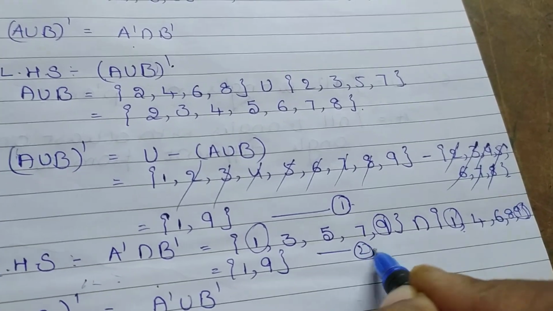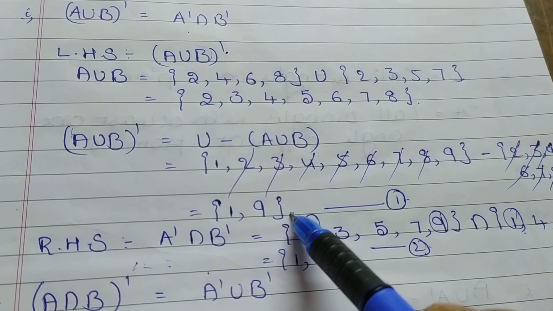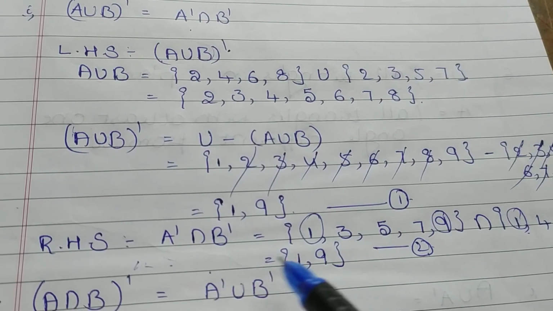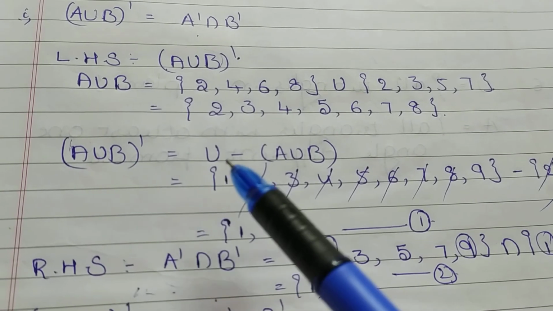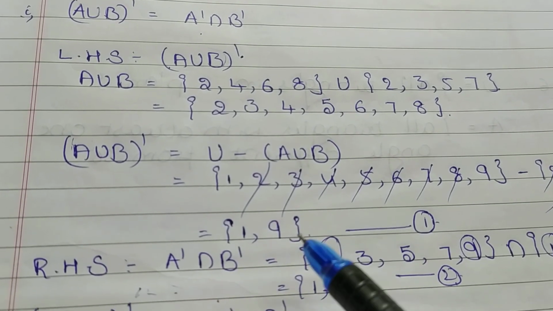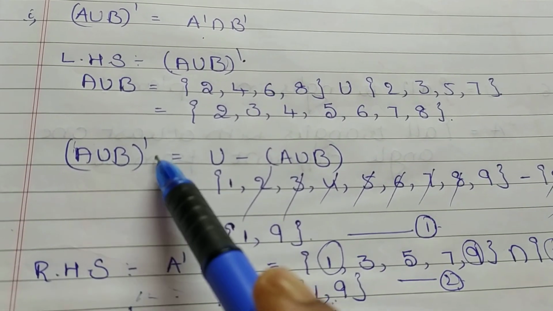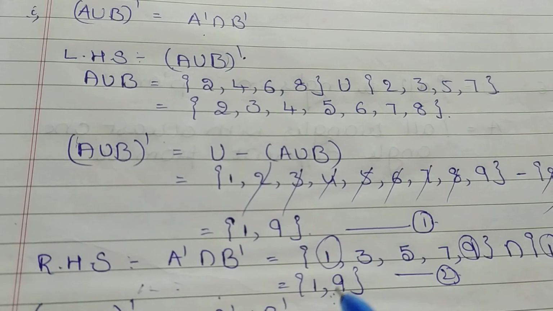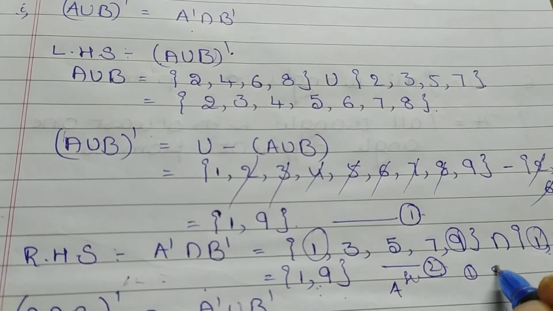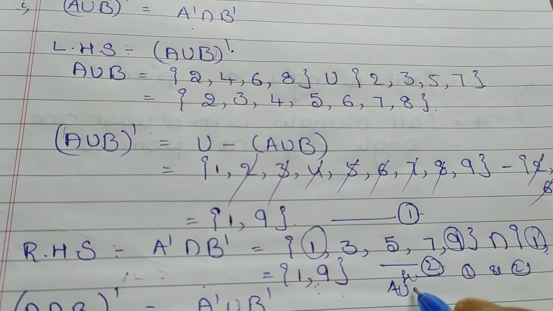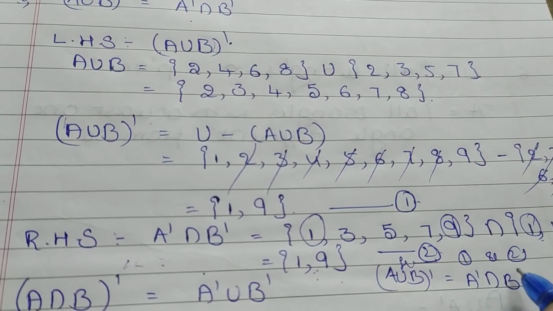Let it be 2. Now if you observe 1 and 2, the set A union B whole complement contains only 1 and 9. Same, A complement intersection B complement also contains 1, 9. So we can say that two sets are equal if they contain the same elements. That is, from 1 and 2 you can write directly that A union B whole complement is equal to A complement intersection B complement.